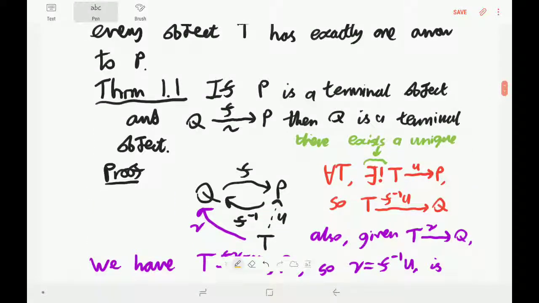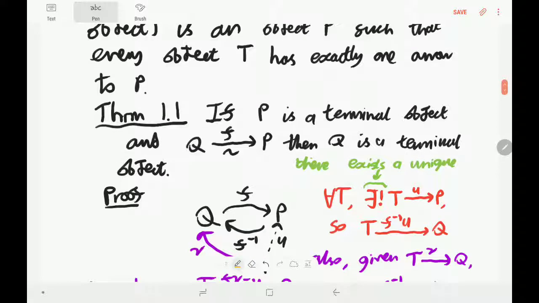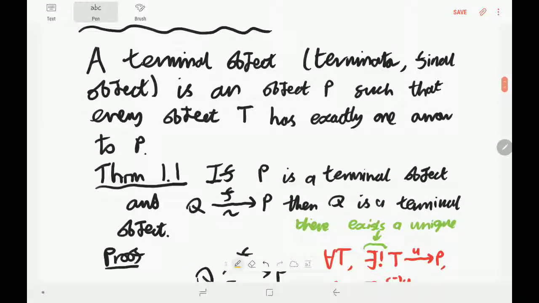I sometimes use a backwards E to denote that there exists, and a backwards E then an exclamation mark means there exists a unique, as in there exists exactly one. Okay, so here's our first theorem then. If P is a terminal object and Q is isomorphic to P, and there's an isomorphism f from Q to P, then Q is a terminal object.